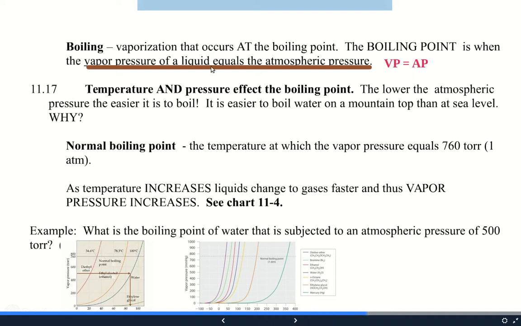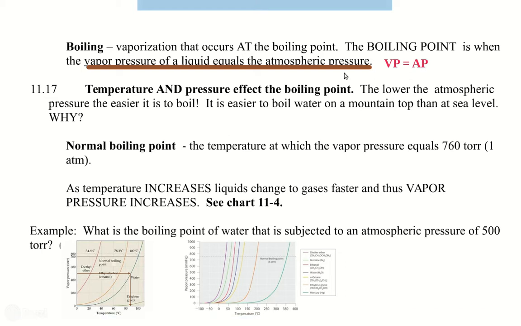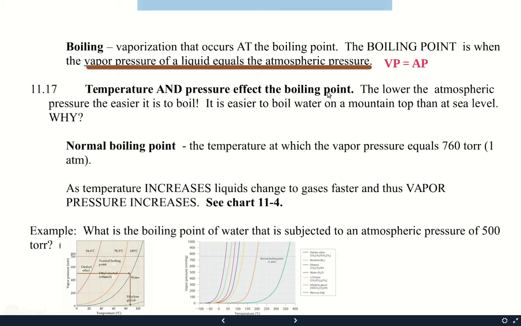Boiling is vaporization that occurs at the boiling point. The boiling point is when the vapor pressure of a liquid equals the atmospheric pressure. The atmospheric pressure is all the air above you pushing down. When the vapor going up out of the liquid equals the pressure pushing down, that's when you're going to have something boil.